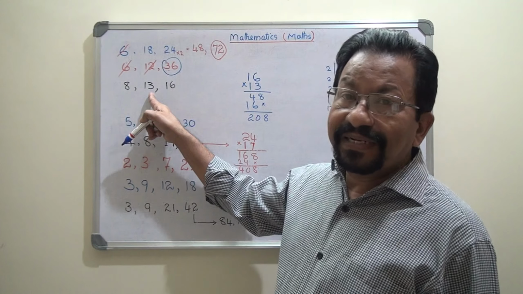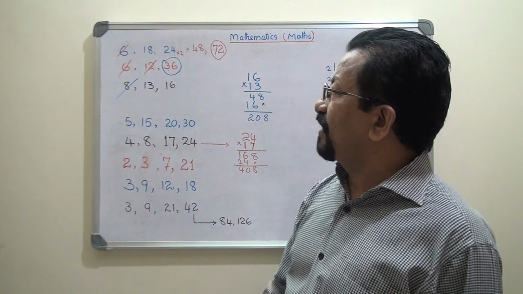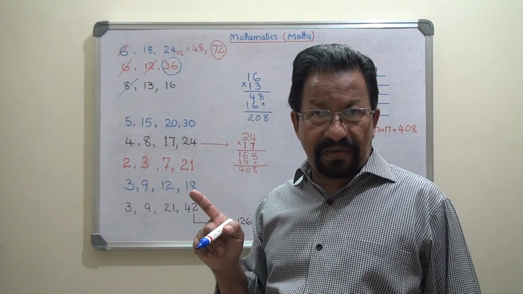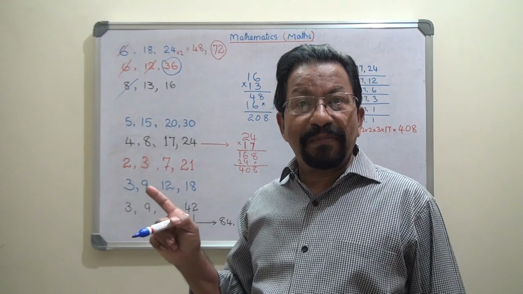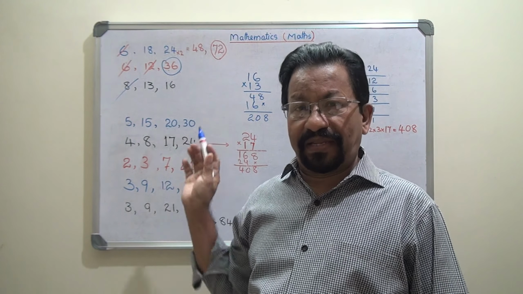8 and 13 are the other numbers. 8 is a factor of 16, so we can cut 8. 13 is not a factor of 16, but 13 is a prime number, not a composite number. Only 13 has factors 1 and 13.